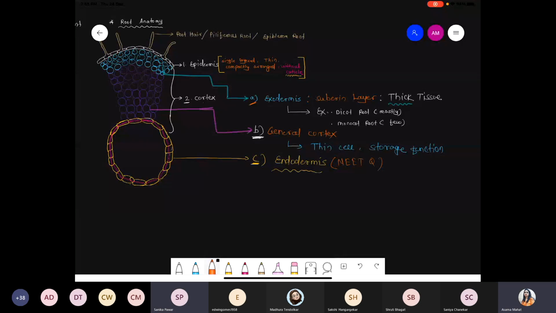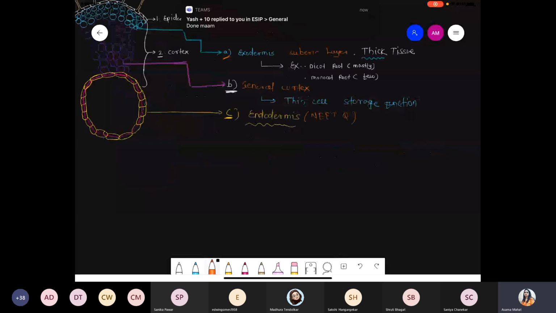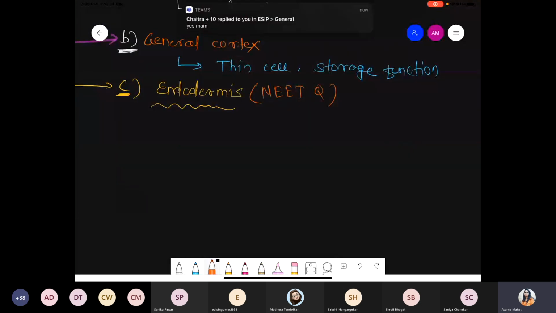Yes, ma'am. Okay, chalo. So write down detailed information about the endodermis. I have sufficient space, so I'm writing here. अगर आपके पास जगह नहीं है, so please write down below the diagram. Please don't सब में messy मत कर देना एक दूसरे में. So we are talking about some information about the endodermis.